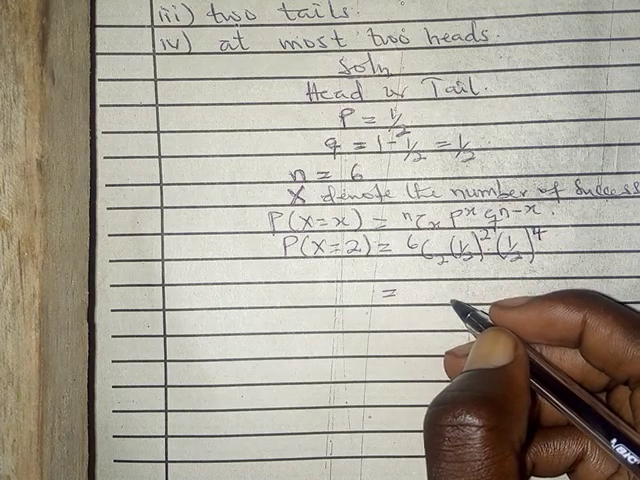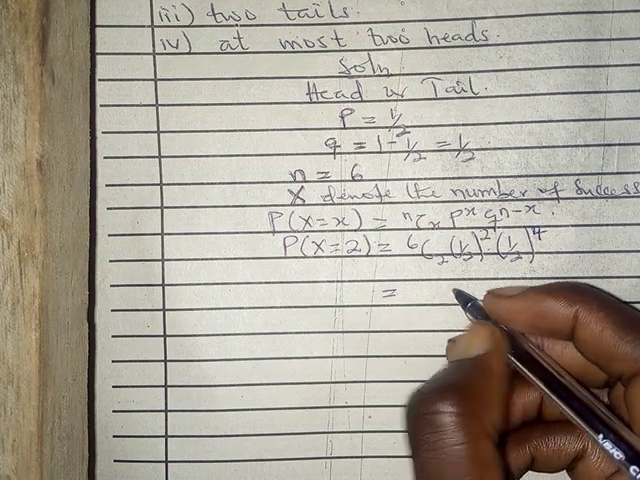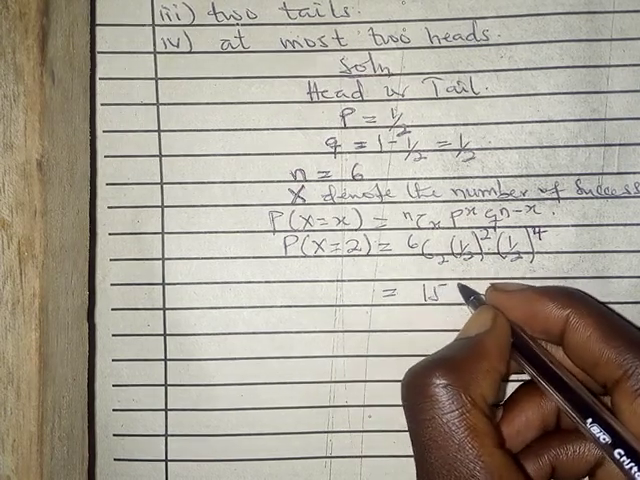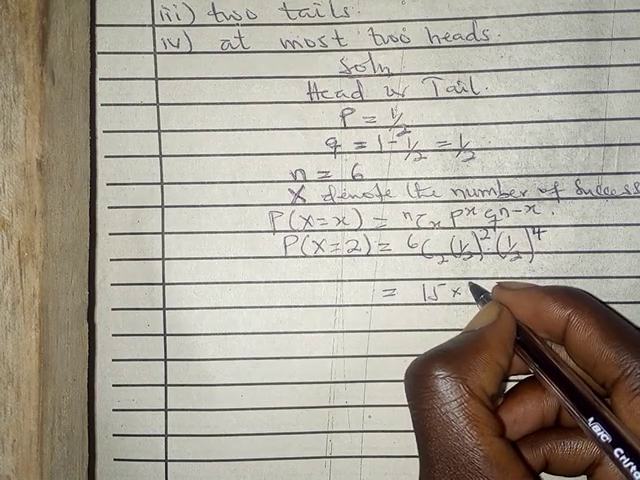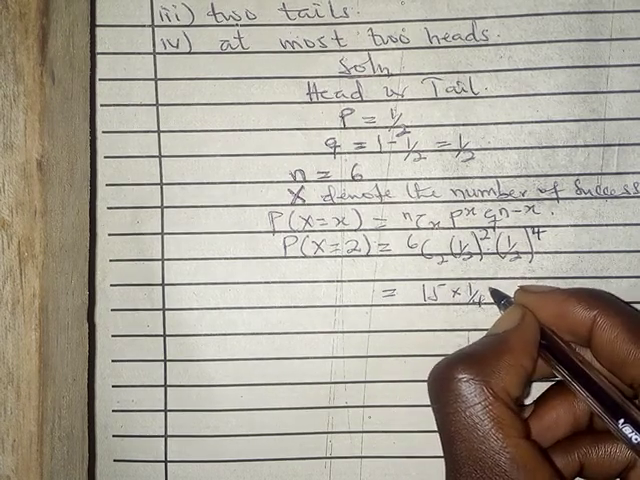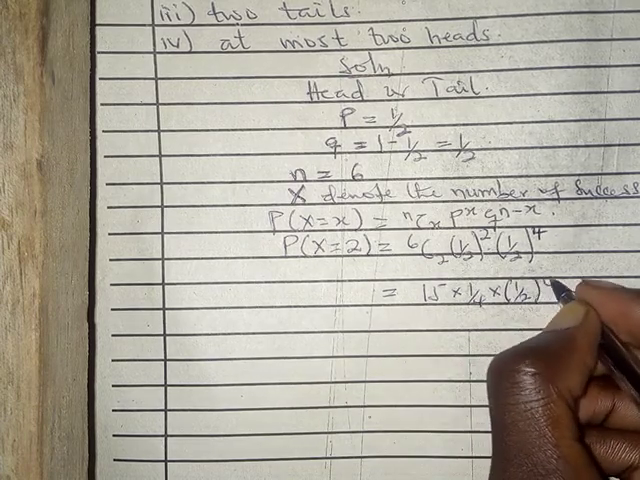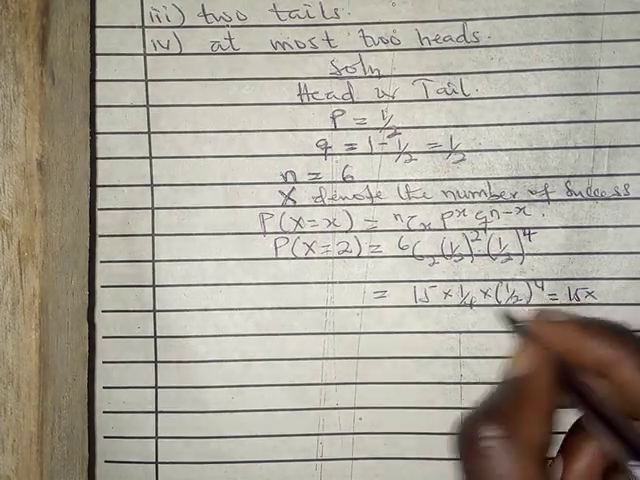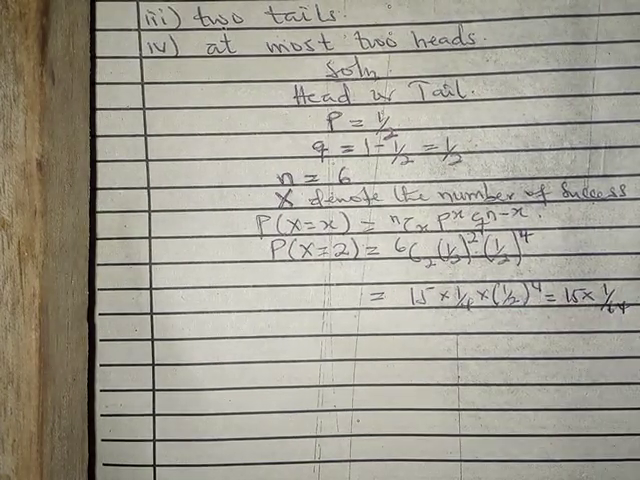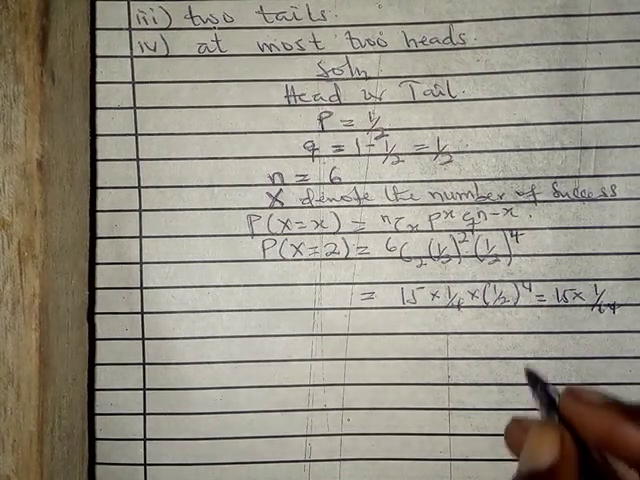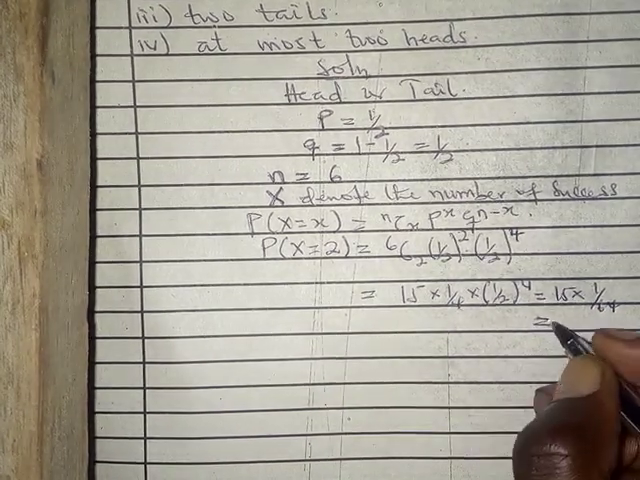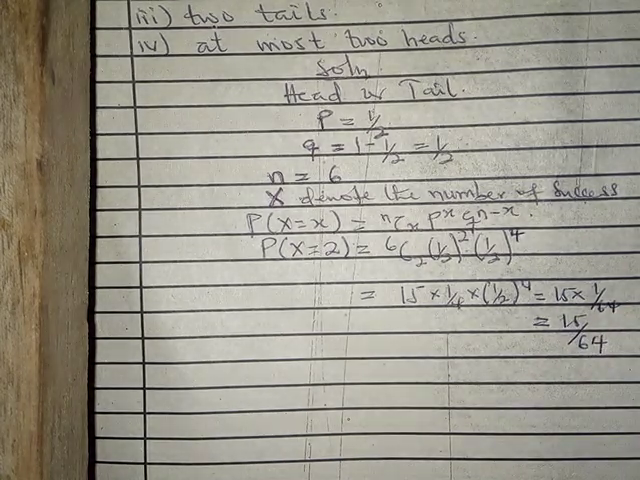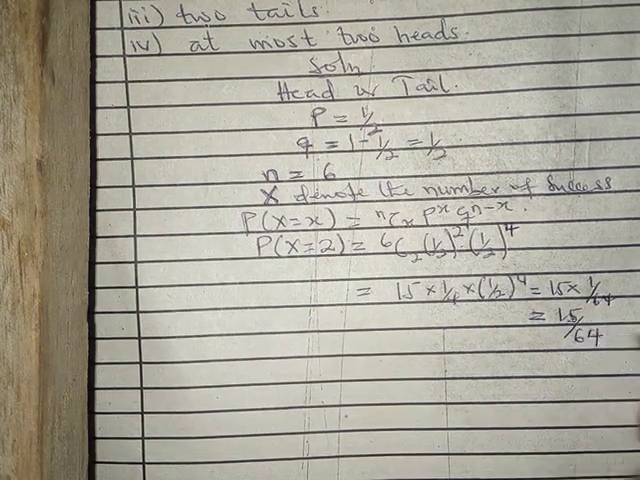If you use your calculator to simplify this further, 6 combination 2 is 15, and then times 1 over 4, times 1 over 2 to the power of 4, which is 1 over 16, which is equal to 15 times 1 over 64. Then 15 times 1 over 64 is simply 15 over 64 as our given probability.